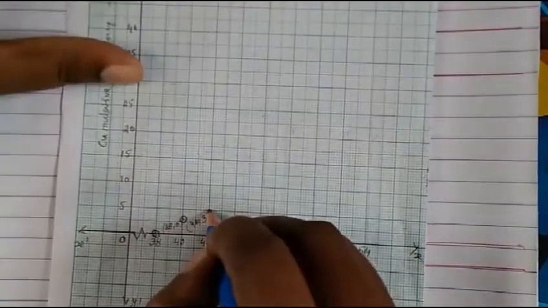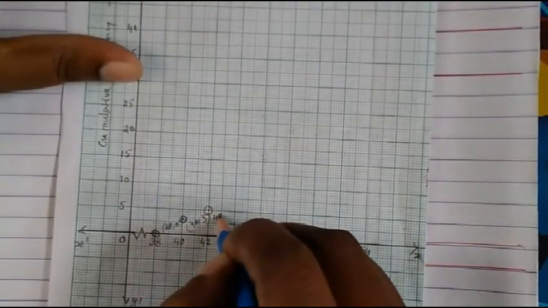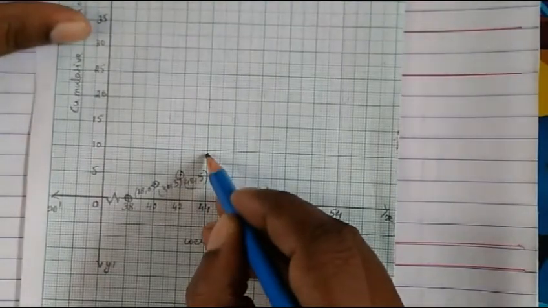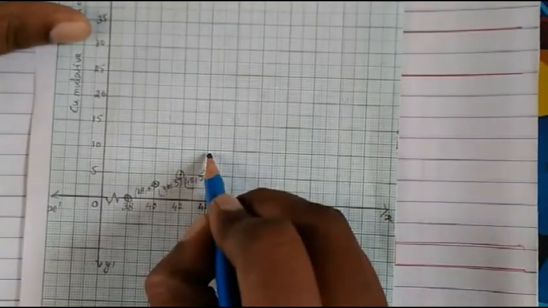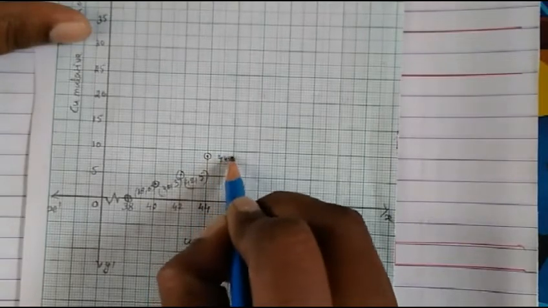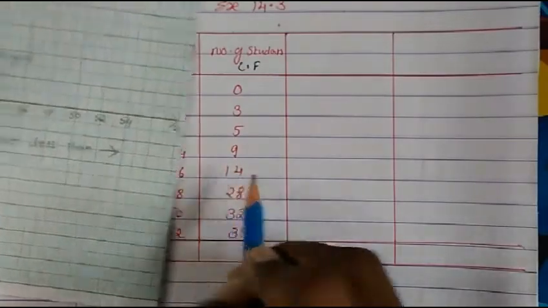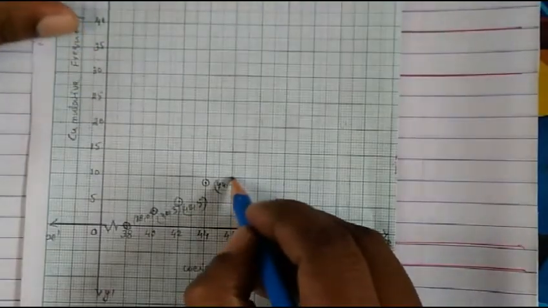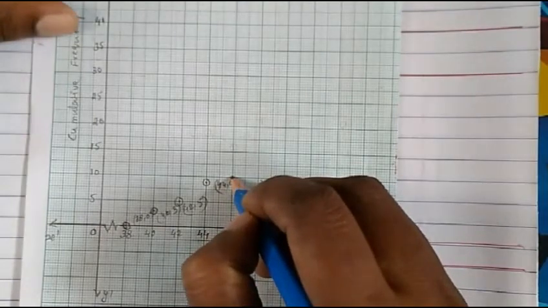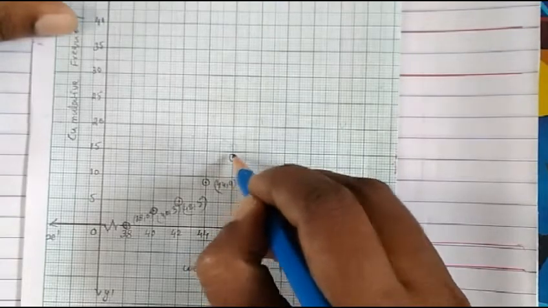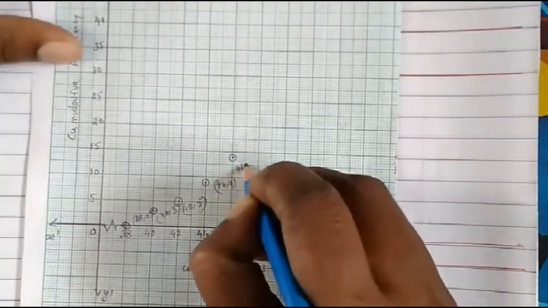Then 42, 5. So 42 is here, and 5 is here on the y direction. Then 44, 9. 44 is here, 9 will be here. Then 46, 14. In this direction the difference is 10, so 15 means this will be 14. So 46, 14.